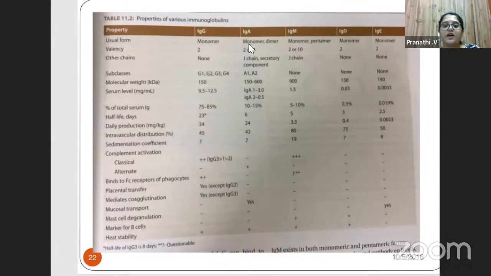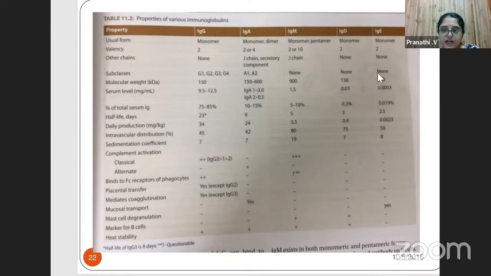So you have different valencies. A monomer has a valency of 2 because of two fragment antigen binding regions. Dimers have 4, and IgM in its monomeric or pentameric form has either 2 or 10 valency, whereas IgD and IgE have 2 valency each. Other chains are not present, but IgA has a J chain or a secretory component. Even IgM has a J chain.